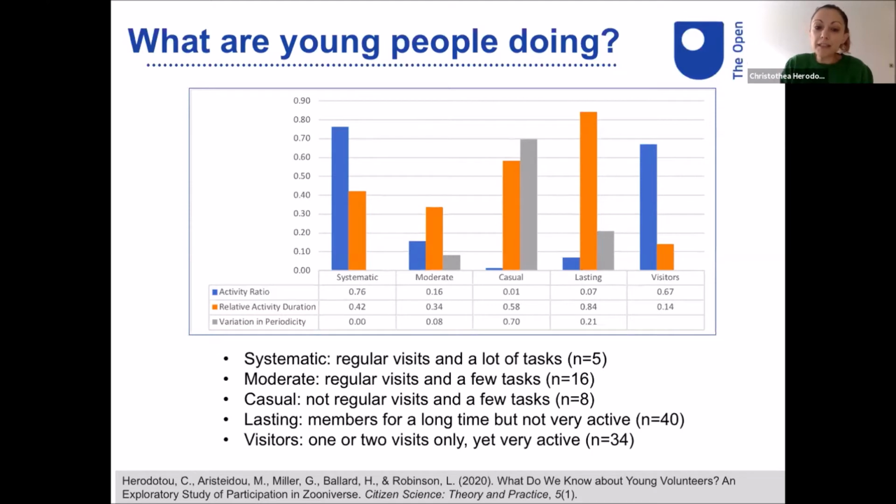Then moderate are users with regular visits and a few tasks. Casual do not have regular visits and they have few tasks. Lasting are connected to the platform for long, but they are not really active. And visitors visit once or twice and they are very active. And you can see that the majority is found in the lasting and visitors profiles.